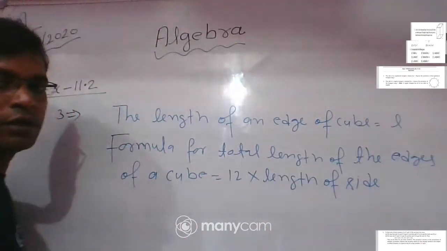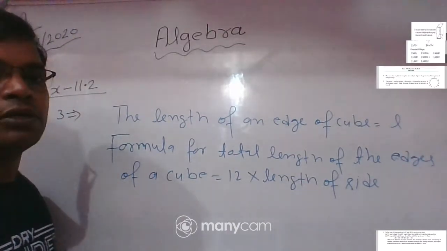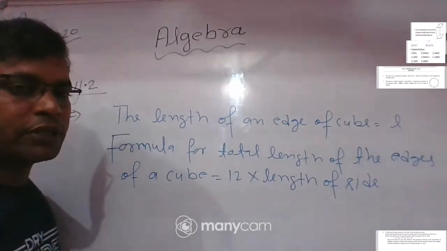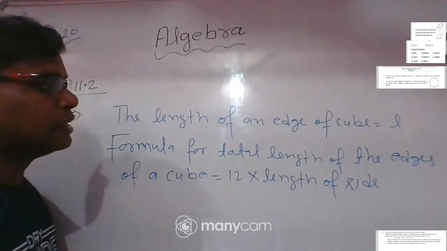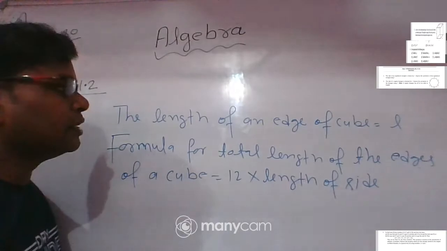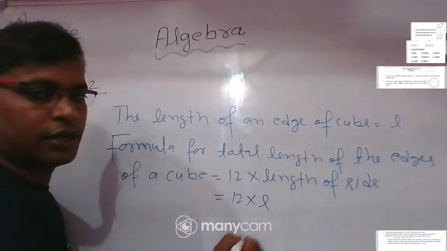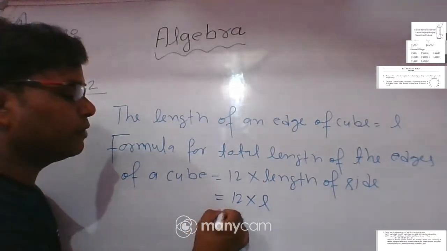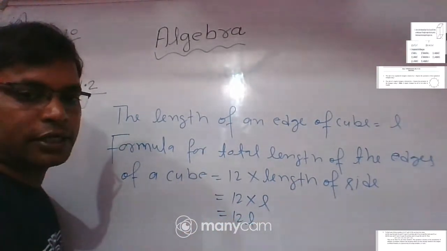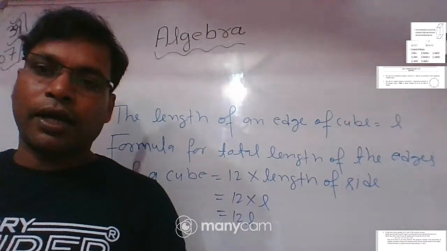Okay, so cubes and cuboids also have 12 edges. You can see 8 vertices and 6 faces. See here in this question it is given that the length of side is L, so we put here 12 into L. So this is our formula, 12L. Okay, students, I hope all of you understood.